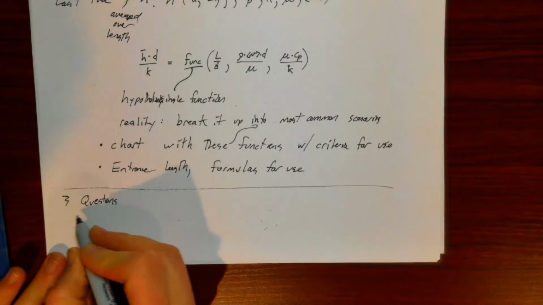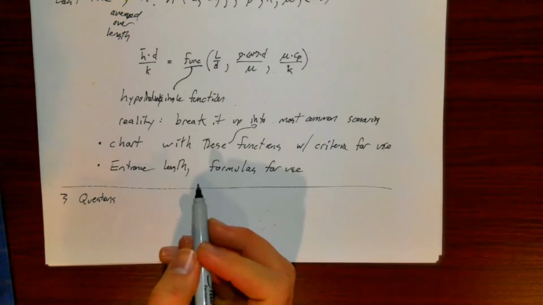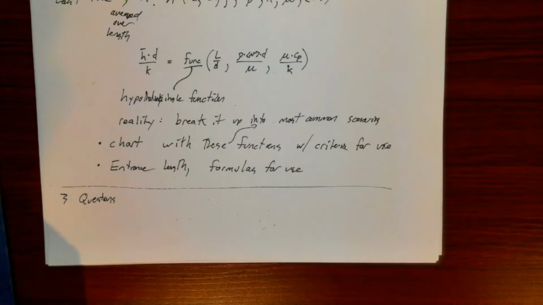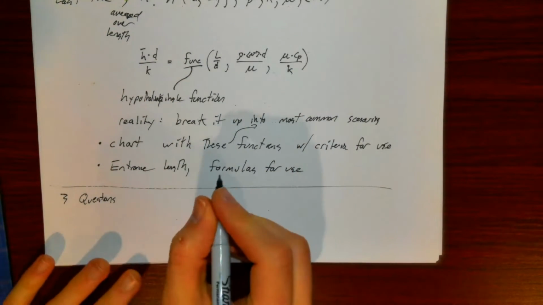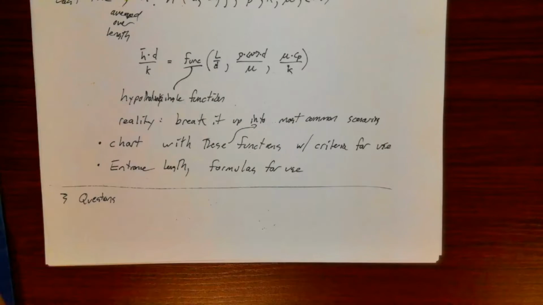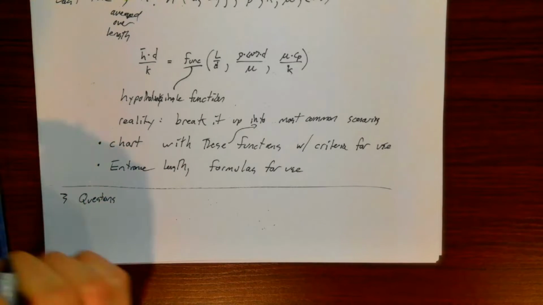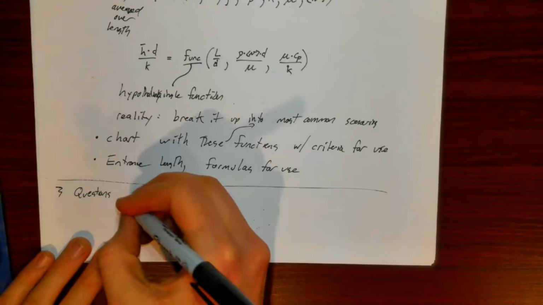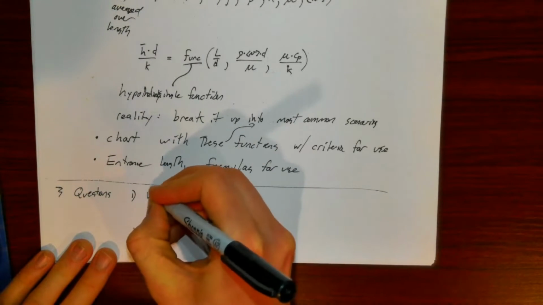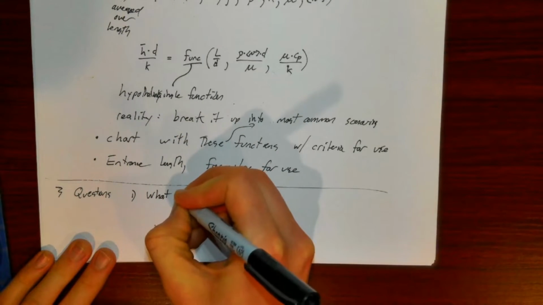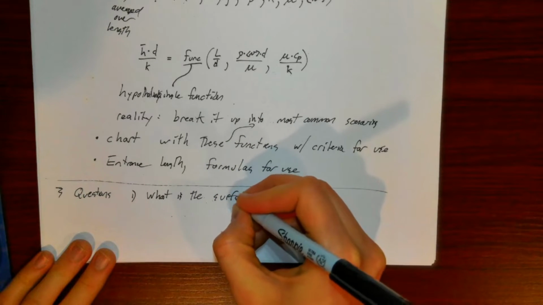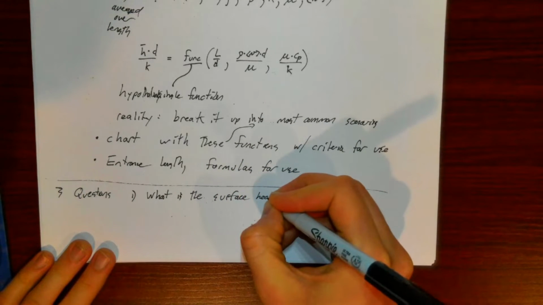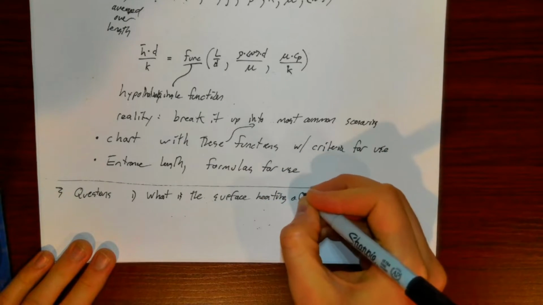And if you answer me these three questions, I'll tell you which Nusselt number formula to use here. So what are the three questions that you need to ask yourself? Question number 1 is, what is the surface heating of the pipe?